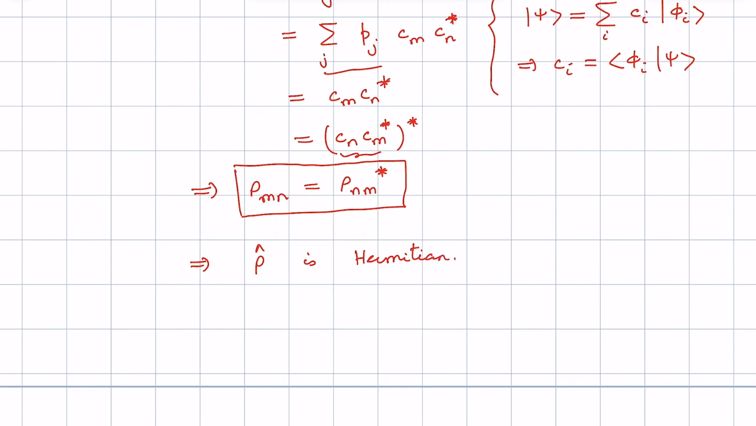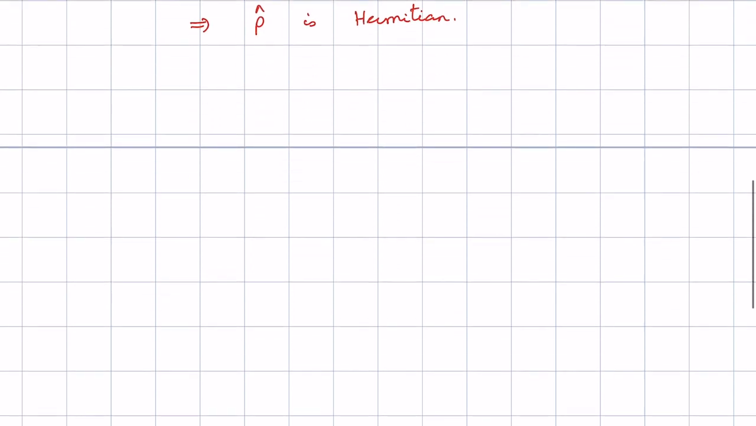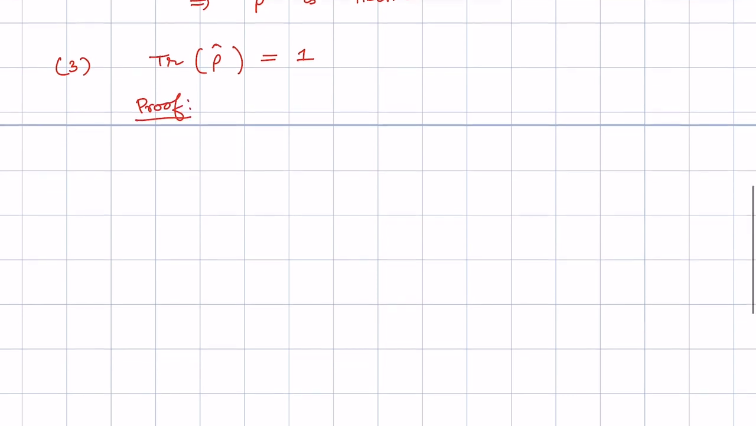So now let me go to the other properties. Now another important one is that the trace of rho, the trace of the density matrix, is equal to 1. In fact, from the physical significance of density operator that we have discussed in the last class, as you remember, the diagonal elements of the density matrix represent the probabilities, so total probability has to be equal to 1. So from there it is very clear, but let me now show it mathematically as well, that trace of the density operator is equal to 1.